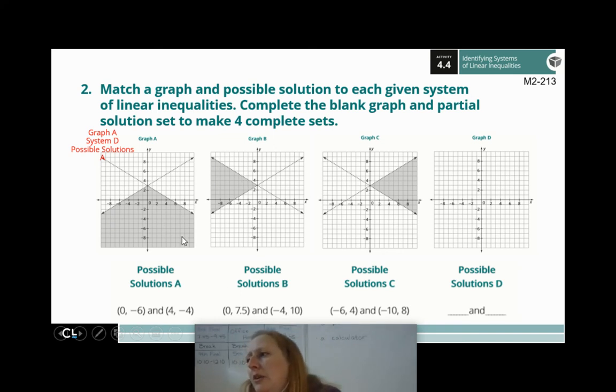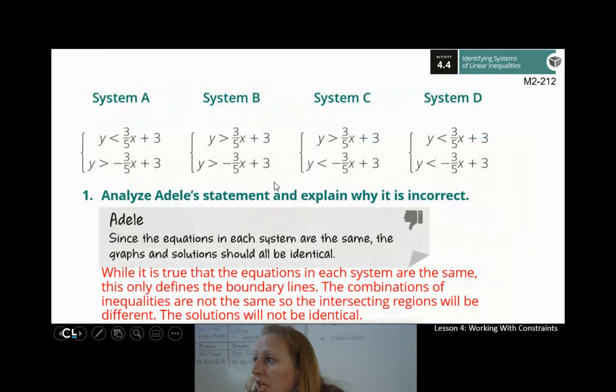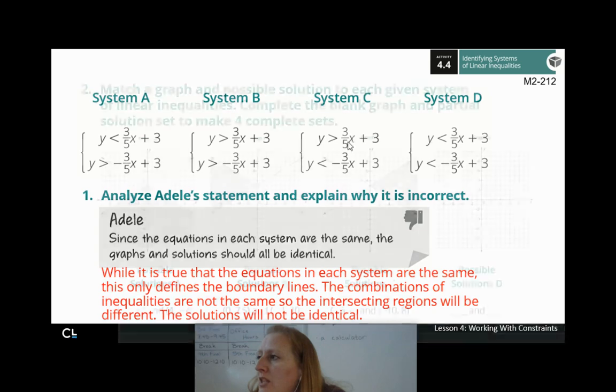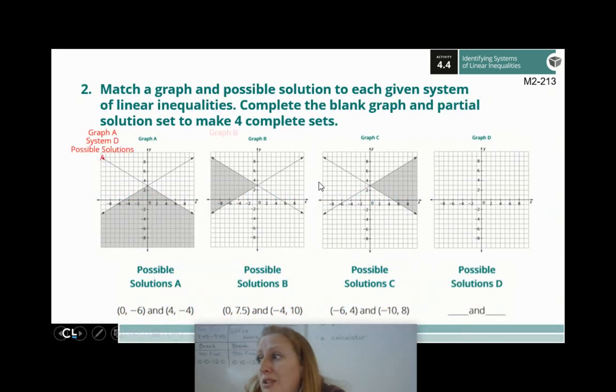Now I'm looking at graph B over here, and I'm thinking it's below the negative slope line. So y is less than the one with the negative slope, but it's above the one with the positive slope. So y is greater than the one with the positive slope. So let me come back over here. So y is less than the negative slope, and y is greater than the positive slope. Yeah, I think that's system C.